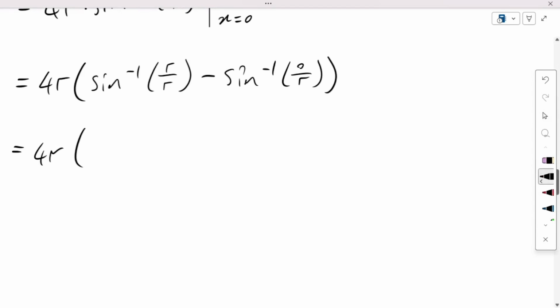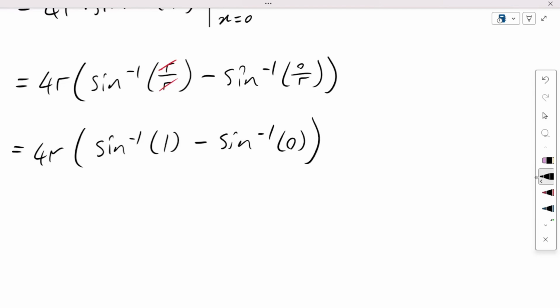Now we need to consider the following. These r's can cancel out here, and this will be arc sine of 1, minus arc sine of 0, because 0 divided by anything is just equal to 0.